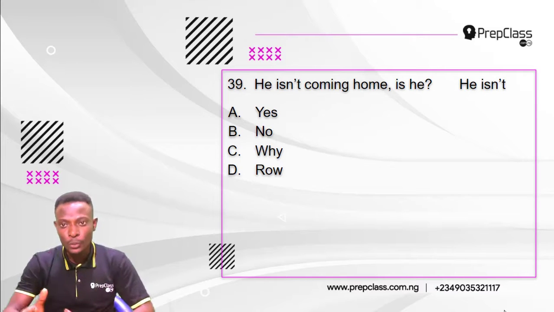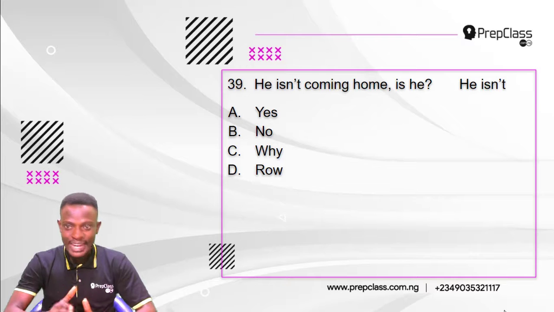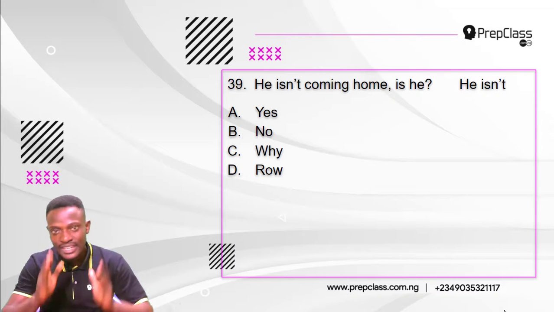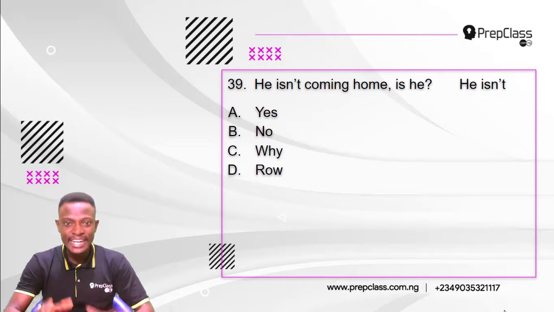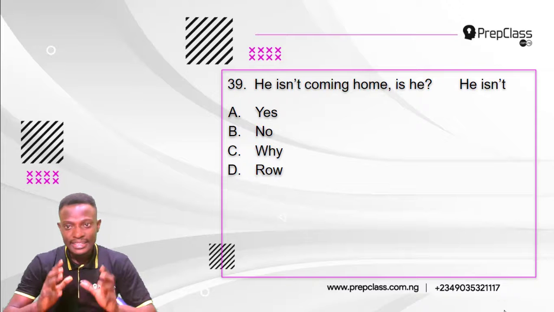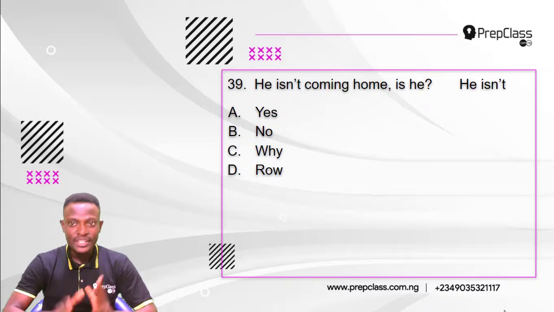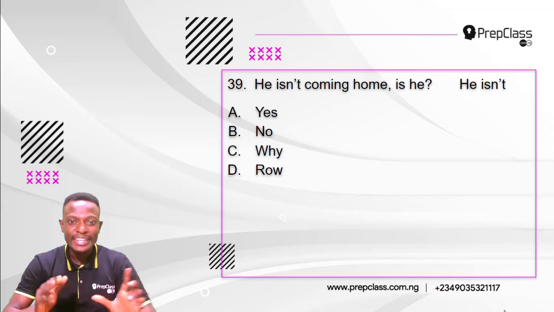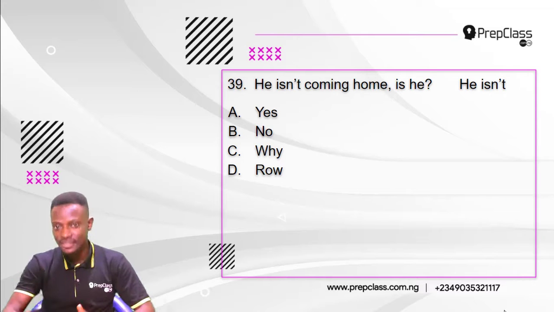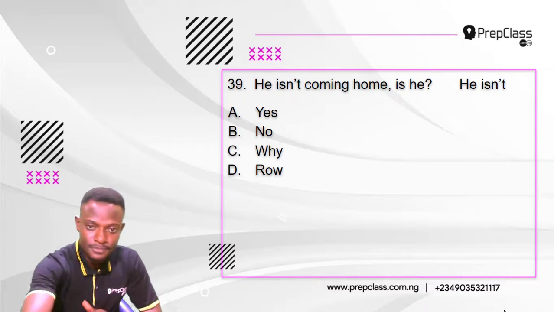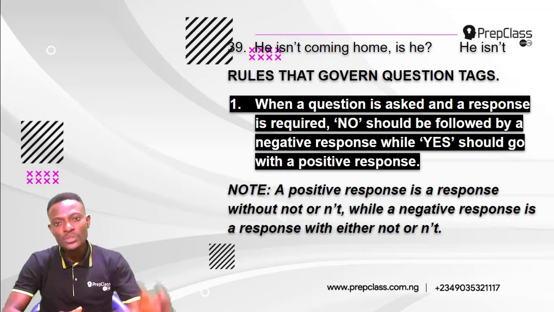He isn't coming home. Is he? Dash, he isn't. He isn't coming home. Is he? Dash, he isn't. A, yes, he isn't. B, no, he isn't. C, why he isn't. D, no, he isn't. Now, rules that govern question tags.